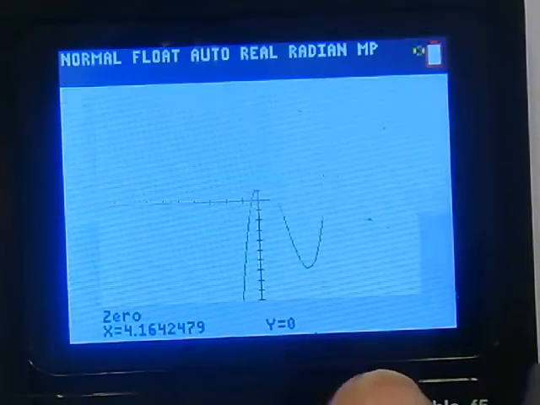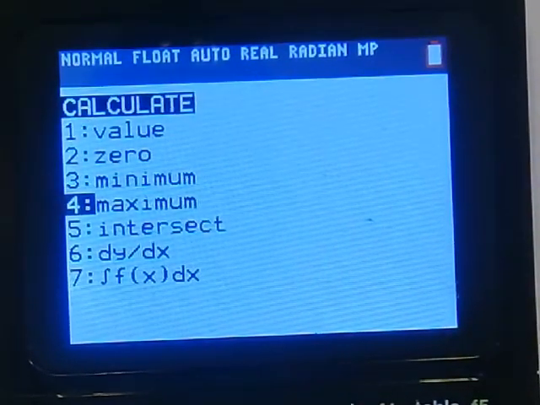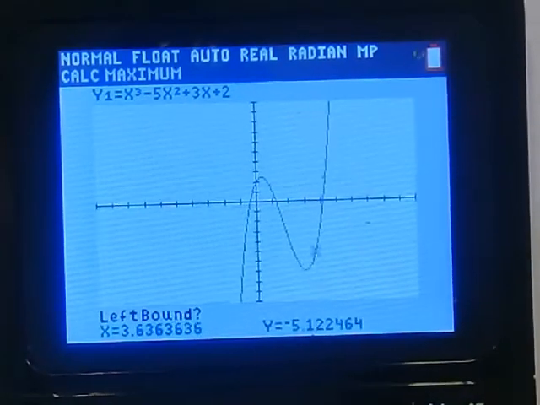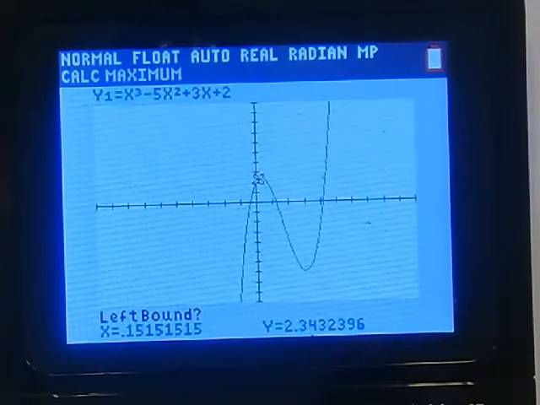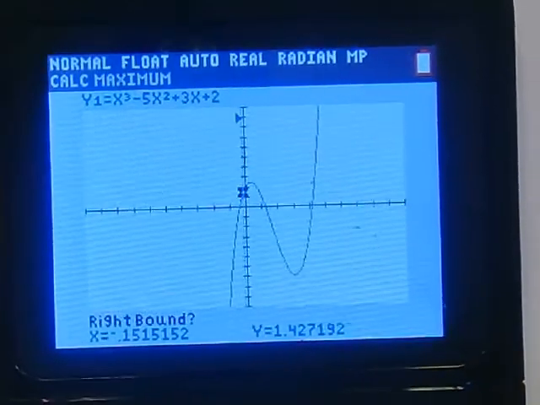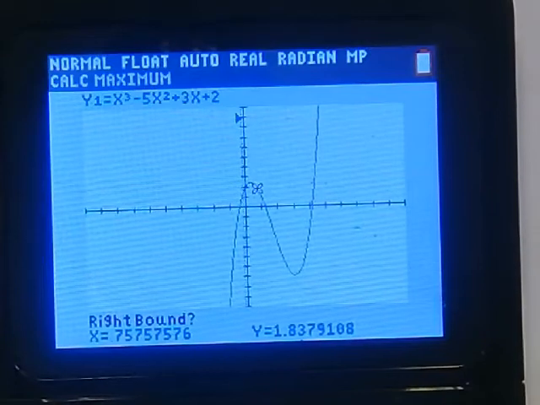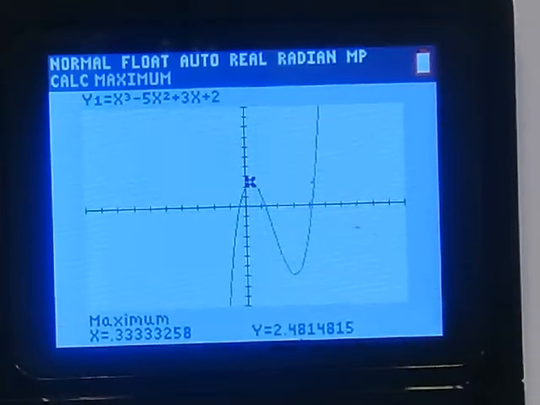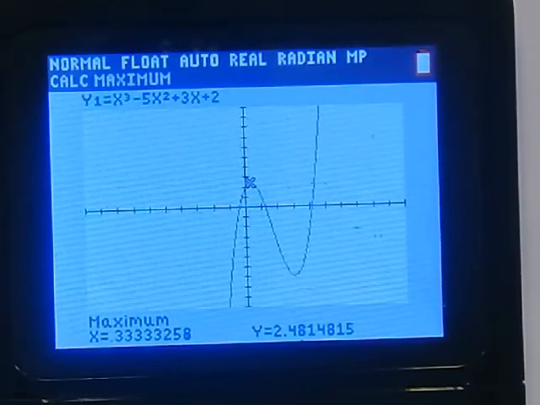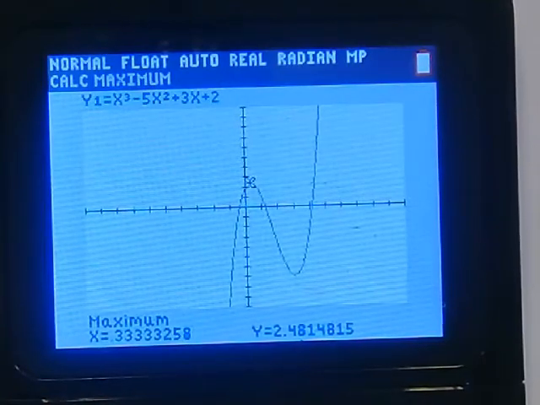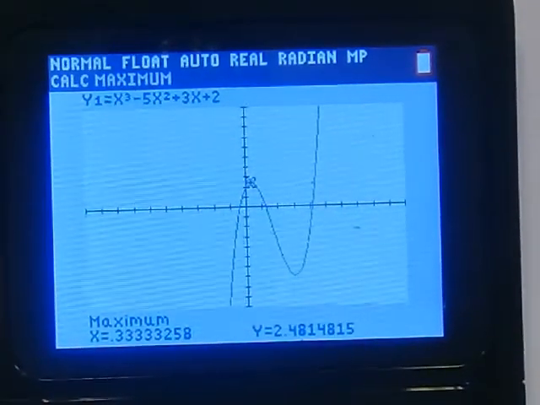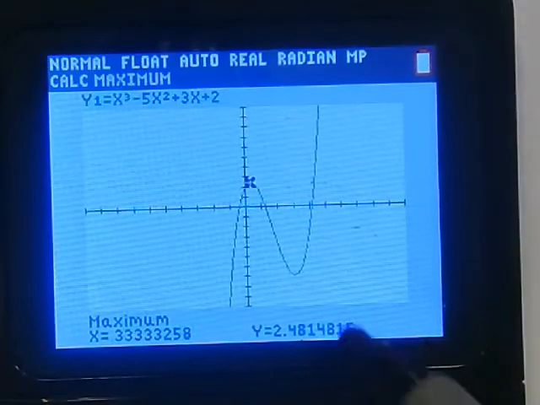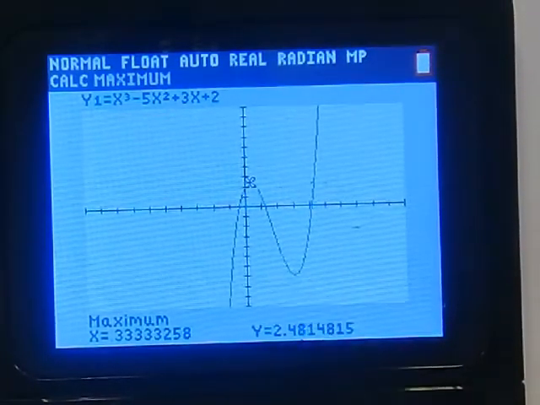So second calc, let's find the maximum first this time. Maximum. So I want to take the cursor and move it just to the left of that mountaintop there. Okay, there I'm to the left of the mountaintop. Enter. Now to the right of the mountaintop. Enter. Enter one more time. And I got a max at 0.3, 2.5. Okay. Now we need to find the valley here, the minimum.